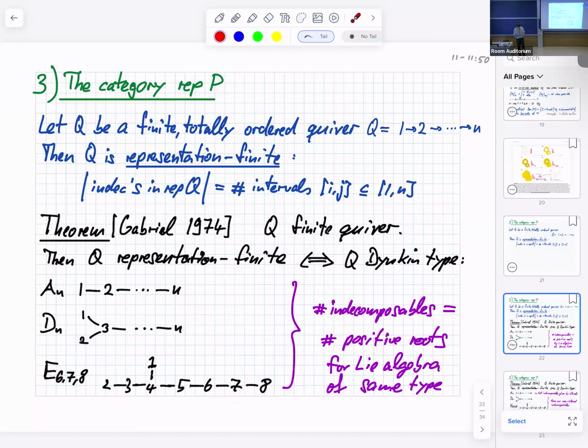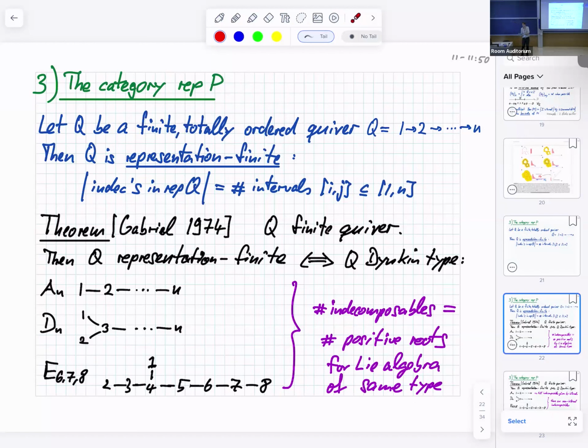These Dynkin types appear in many branches of mathematics. They are linked to the study of quadratic forms. They appear in Lie theory. There's a beautiful theory of Lie groups and Lie algebras, and a classification of simple Lie groups and simple Lie algebras, and they are linked to some graphs. These graphs are called Dynkin graphs, and the Dynkin graphs characterize the simple Lie algebras.